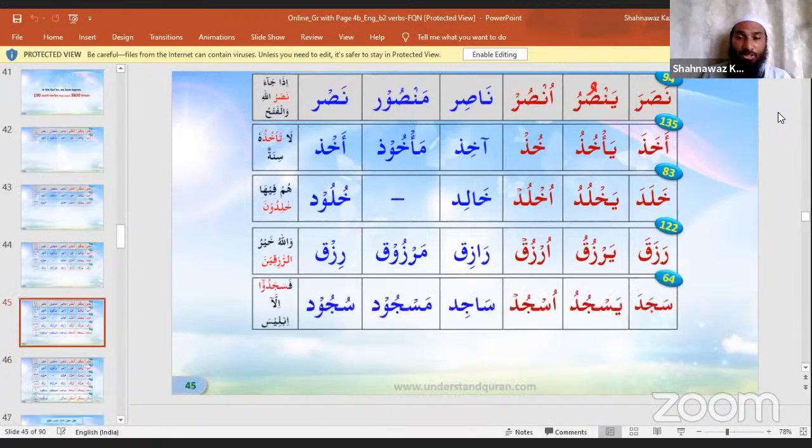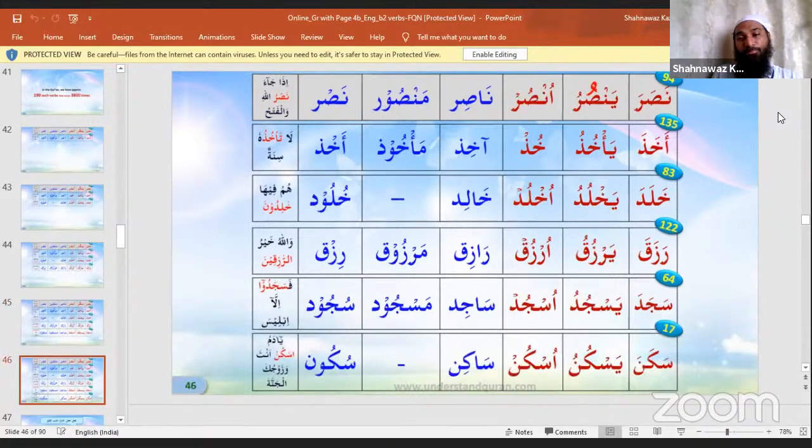Same as sajada. Sajada means he prostrated. Yasjudu, he is prostrating. Usjud, prostrate. Sajid, the one who prostrates. Masjud, the thing that is prostrated. Sujud, the process of doing sajda. Fasjudu illa iblis, they all prostrated except Iblis. Inshallah, that will come as we go ahead.